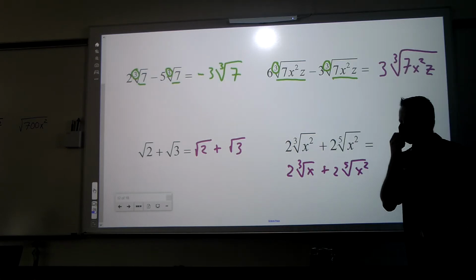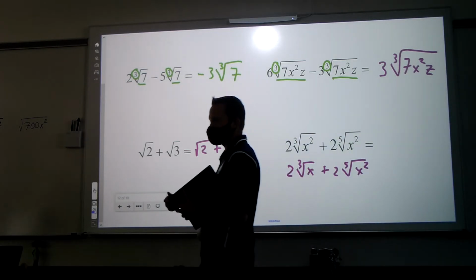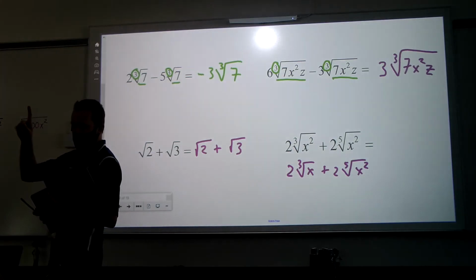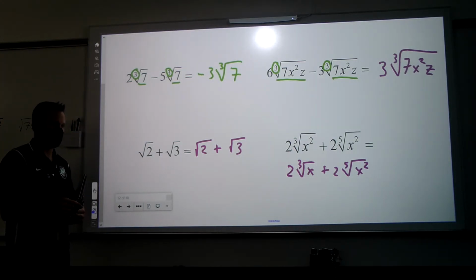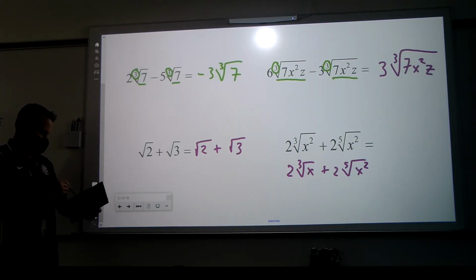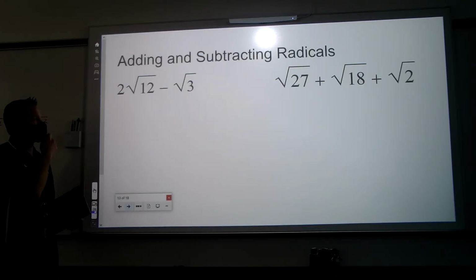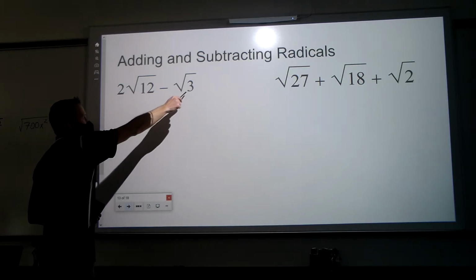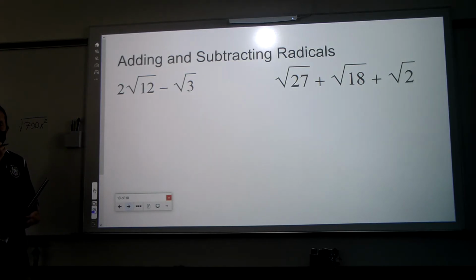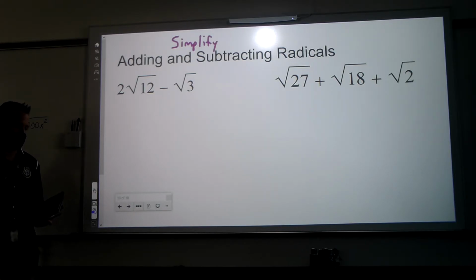Okay, so that is how you add. So again, what do you need to have the same? The index and the radicand. Okay? When I go to this problem, you're going to look at this and say, hey, not the same, can't do anything. This is where I'm going to add in a little note. You always need to simplify first. Let me just show you a couple of examples of this. We're going to end with adding and subtracting, but we need to simplify first.